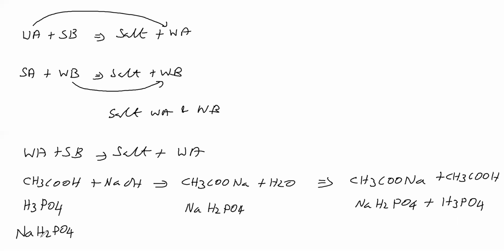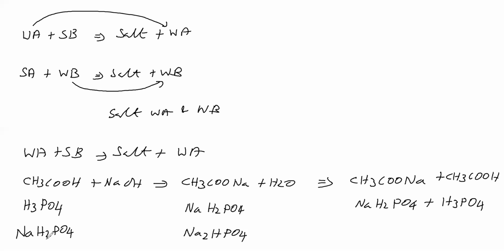Why are you calling this an acidic salt? Because this salt can react with sodium hydroxide to give another salt, Na2HPO4, plus water. So this salt is able to react with another molecule of sodium hydroxide. Therefore, this salt has acidic hydrogen. This salt is able to give H plus ion. Therefore, we can call this an acidic salt.